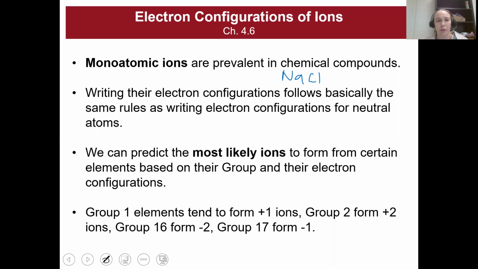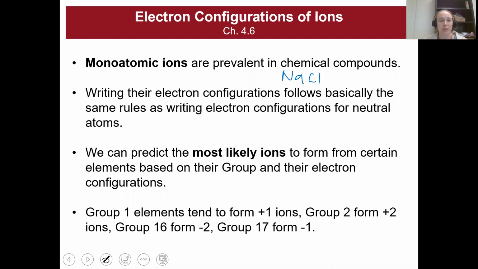Writing the electron configurations for ions follows basically the same rules as writing the electron configurations for neutral atoms. So we can apply almost all of the same rules that we used before. There's like one little exception that I'll show you later. And we can predict the most likely ions that are going to form from certain elements based on their group number and their electron configuration.